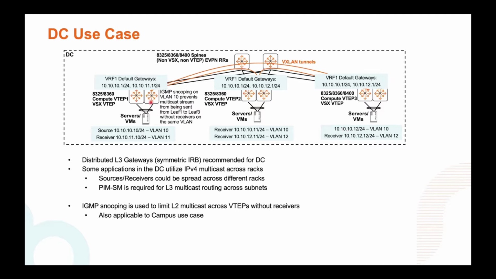This VTAP will not send it out. It will never leave the VTAP because there's no interested receiver. So you prevent it. You basically optimize your underlay network with this. But because this is VLAN 12, this is layer 3, you still send it over the L3 VNI for this VLAN 12 with a receiver. But VLAN 10, we do not send it out. So IGMP snooping, that's the use case to limit L2 multicast. And whatever I mentioned is also applicable in the campus. If you have source and receivers on the same VLAN spread across multiple VTAPs, this will also help.